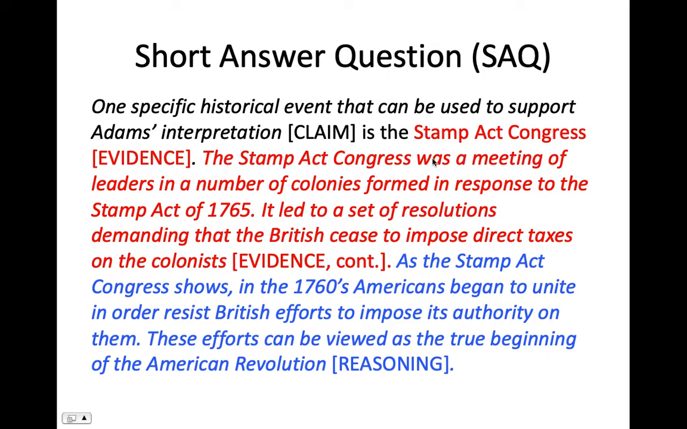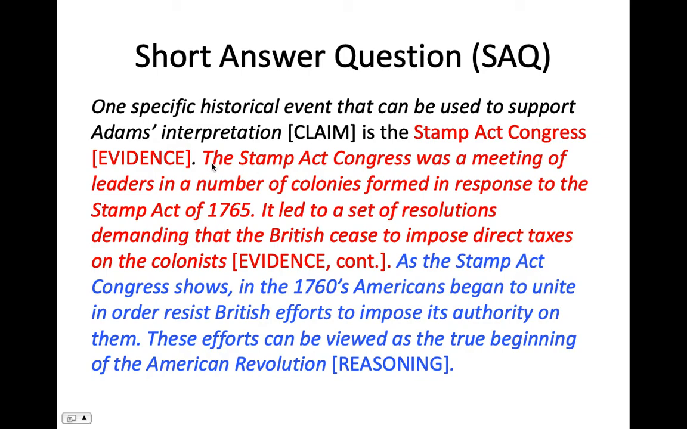So here I continue with that. The Stamp Act Congress was a meeting of leaders in a number of colonies, and so on. It led to a set of resolutions, so two sentences, although it can be one, that provide some details. And then here is my reasoning. This is what they want you to do when they ask you to explain how one piece of evidence can support the claim. If they didn't want you to provide reasoning, they would have asked you something like, identify a piece of evidence that can be used to support the claim.